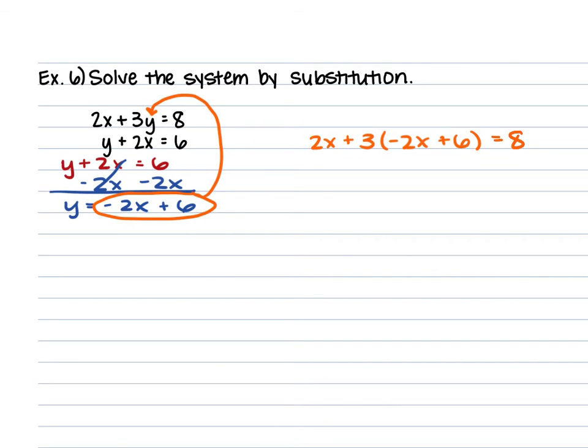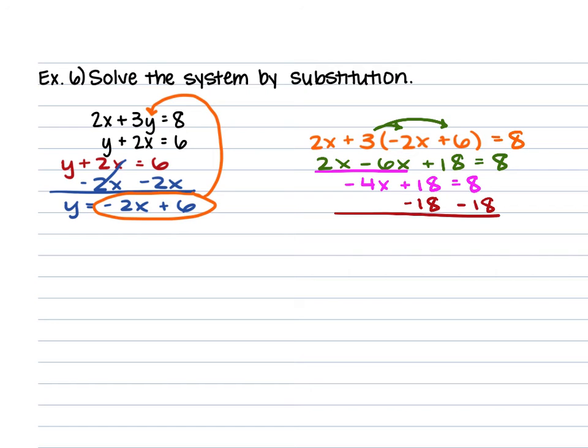And for this one, I'm going to distribute that 3 and solve for that x. So I'm going to have 2x minus 6x plus 18 is equal to 8. I'm going to combine my like terms. The 2x minus 6x gives me a negative 4x plus 18 is equal to 8. From here, I'm going to subtract that 18 from each side. I have negative 4x is equal to negative 10.